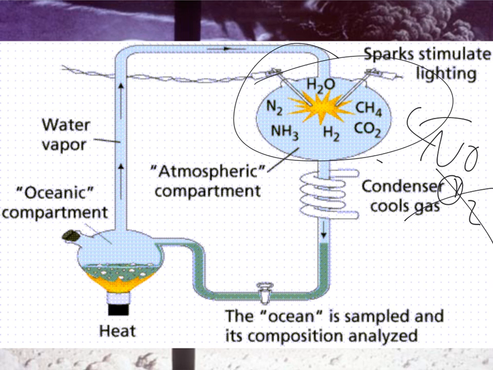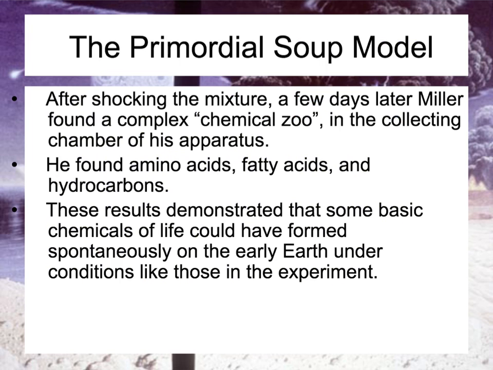He zapped it, allowed it to cool for a couple days, and then looked at it, and what he found were some organic molecules. Okay, his words were a chemical zoo, things that shouldn't be in there naturally. He found amino acids, fatty acids, hydrocarbons, precursors to life. Okay, and so once again, why is this a scientific theory? He was able to prove, using a scientific test, that from Earth's early atmosphere, some organic molecules could form. Now, once again, it doesn't say that life formed, but just some of the precursors that could eventually lead to life.